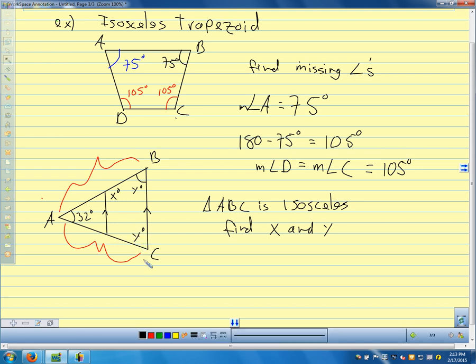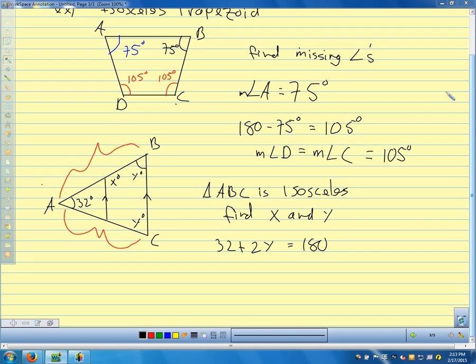So now we have a problem kind of like our opener, right? What do all the angles inside triangle ABC have to add up to? 180. So I can say 32 plus Y plus Y, so plus 2Y equals 180. And that'll let me find angle Y. Subtract 32, I get 2Y equals 180 minus 32, 148. Divide by 2, and I get Y equals 74 degrees. So there's 74 degrees. There's 74 degrees.